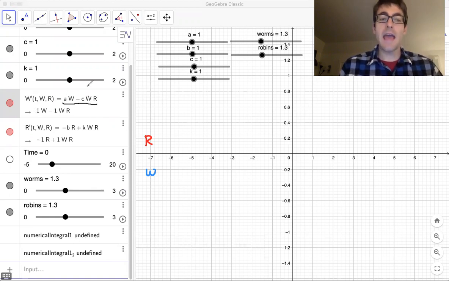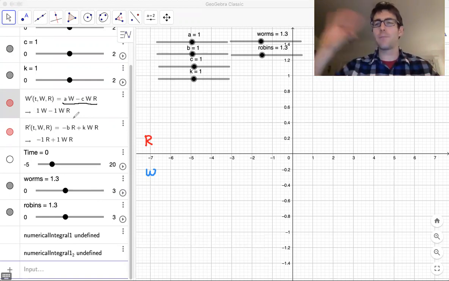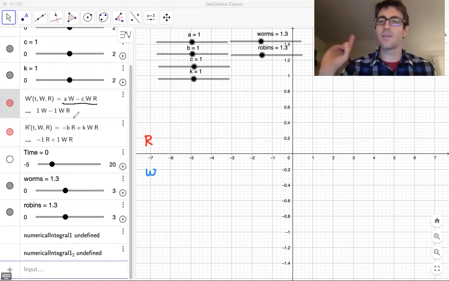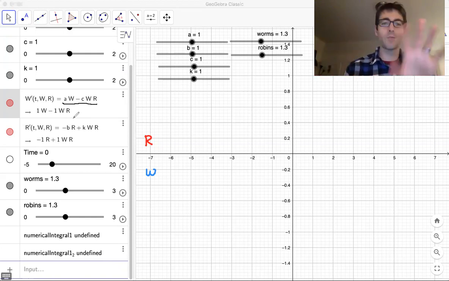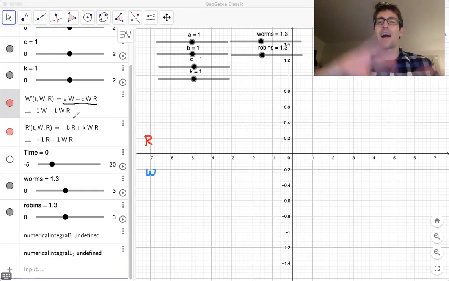So again, A, C, B, and K are just going to be constants. And for the purposes of seeing what the shapes of these look like, we're just going to assume that these constants are 1. These constants are going to encompass things like units. So the units, because we're saying these numbers are 1, are kind of meaningless. We're probably going to be talking about, let's say, dozens of robins and maybe hundreds of worms, roughly the units we're talking about here.